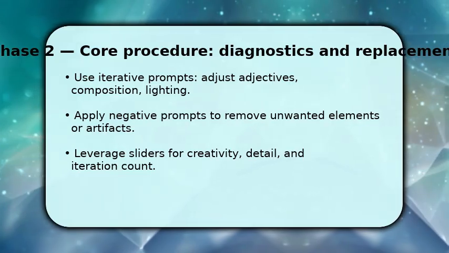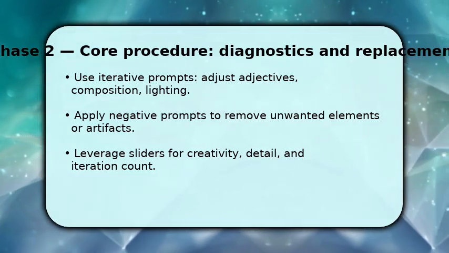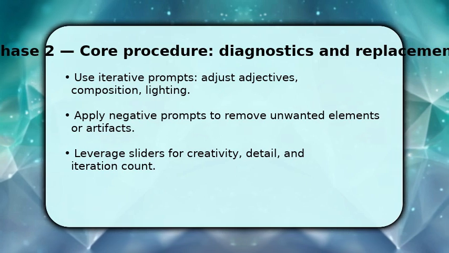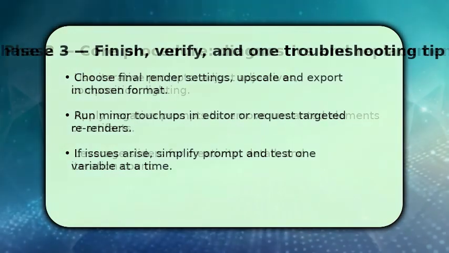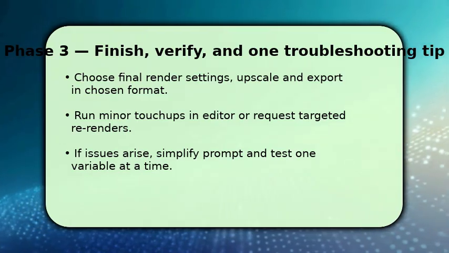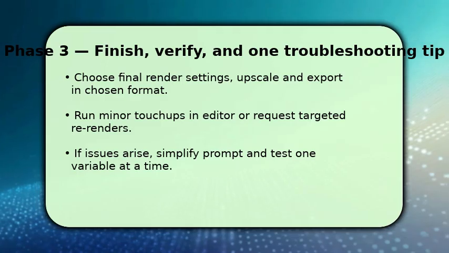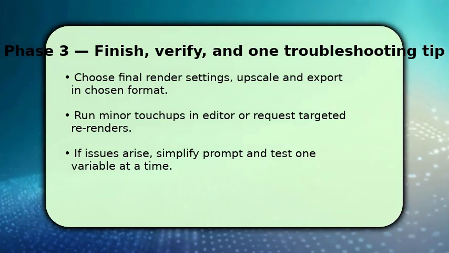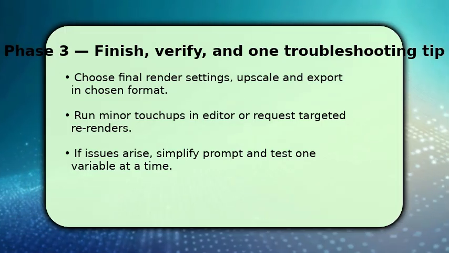Make sure to compare generations side by side, and lock features you like so later variations focus only on the changes you request. You finish by selecting Final Render Quality, upscaling if you need higher resolution, and exporting in the right format. After export, do subtle touch-ups in an editor or ask the generator for focused re-renders.